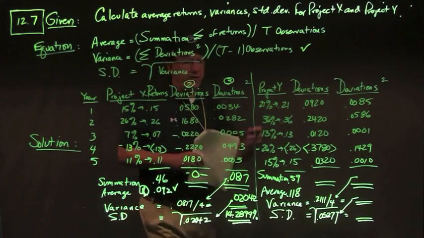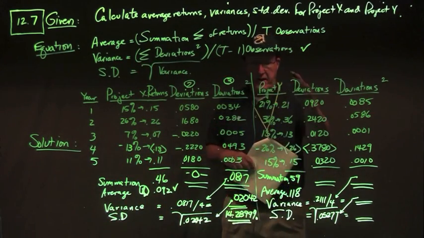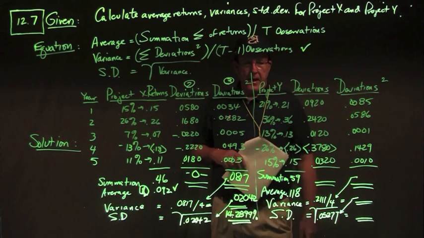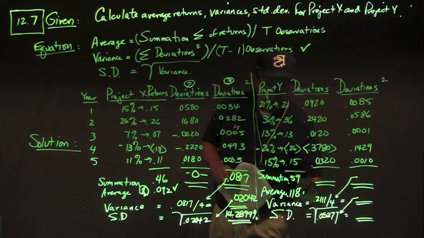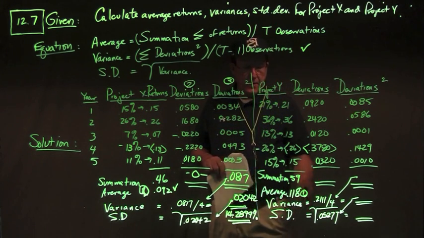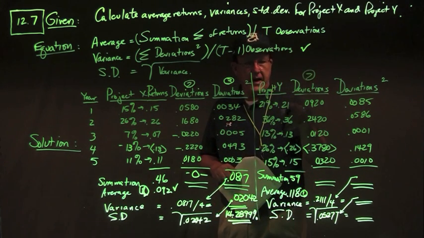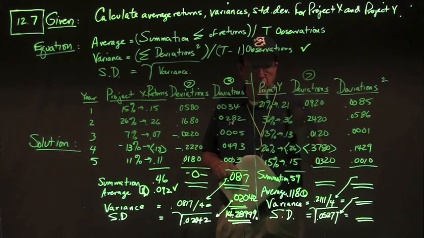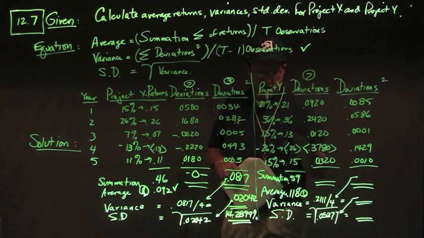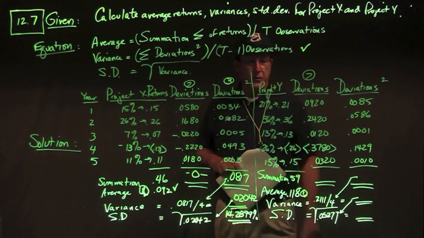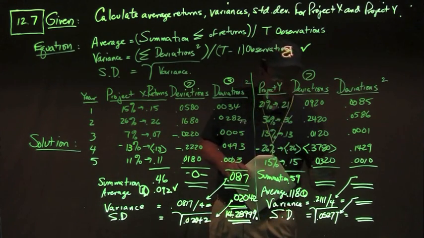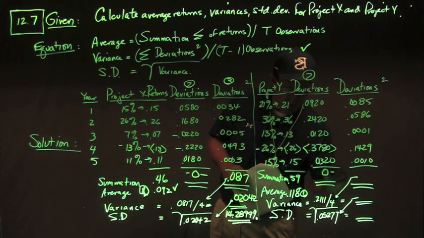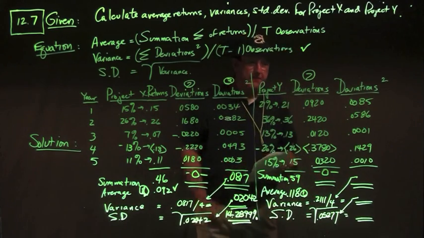We do the same exact thing with Project Y. For step 0, we take and turn everything into a decimal. We calculate the average of these 5. That's step number 1. Step number 2, I subtract the actual minus the average, so 0.21 minus 0.118 equals 0.0920, 0.36 minus 0.118 equals 0.2420, and so on down the line. I calculate my deviations in step 2. They should all add up to 0 if I've done my work correctly.